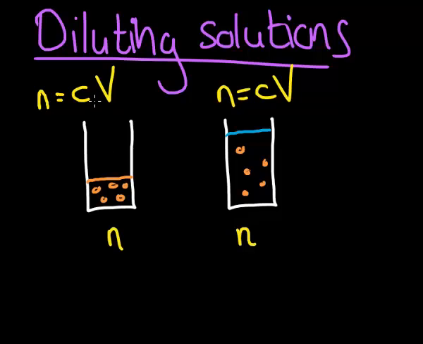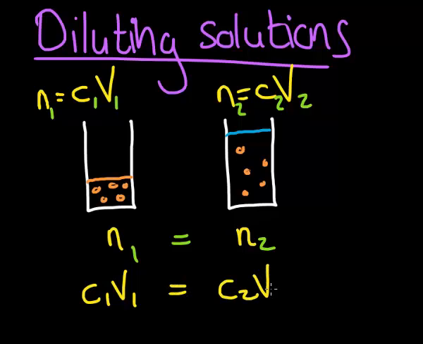Now we're going to give them specific numbers so that we can see which one of them was the concentrated form and which one the diluted one. Noting that our N1 and our N2 is going to be equal, it means that we can say that C1 V1 will be equal to C2 V2. And this is then our new formula that we'll be making use of when we have a diluted solution to calculate either the new concentration or the new volume.